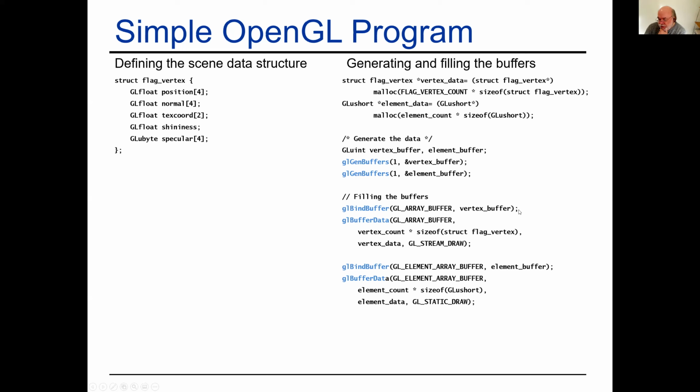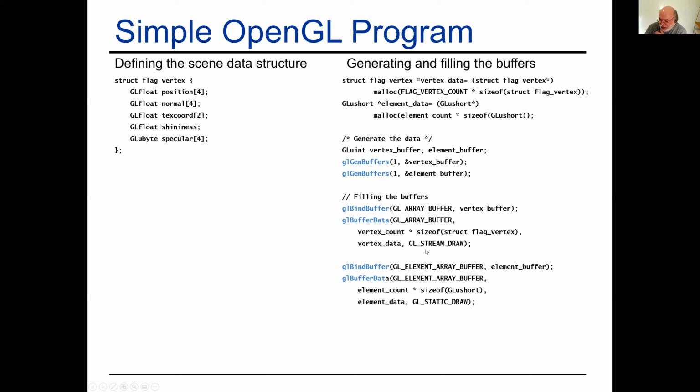Then we bind the vertex buffer that we just created to the array buffer. And then we send the data. So we've allocated the data up here. Of course, we also need to fill it with real data. So I've left this out here. Here we're just transforming whatever is now in this memory. We send this to the GPU. So it's the number of vertices times the size of this structure.